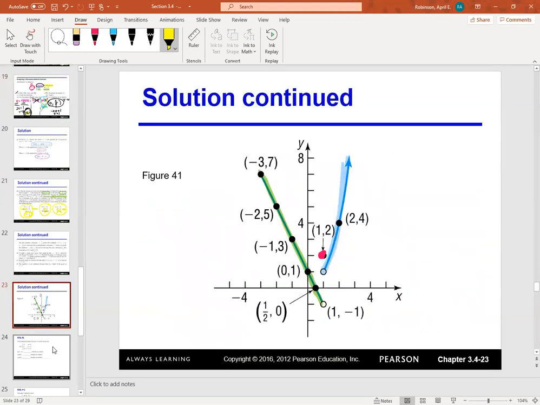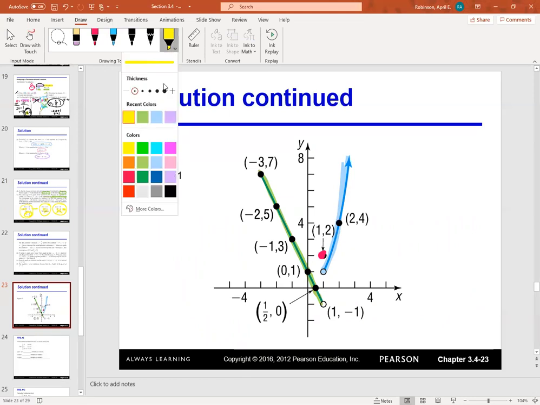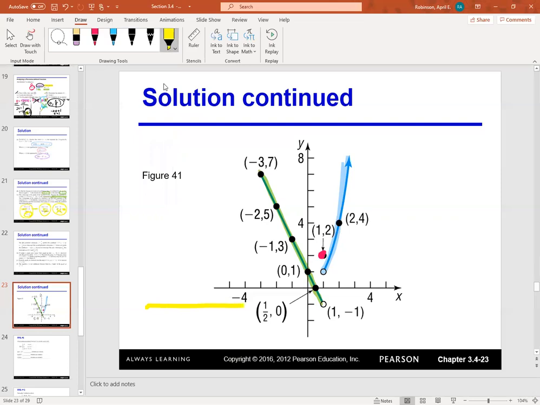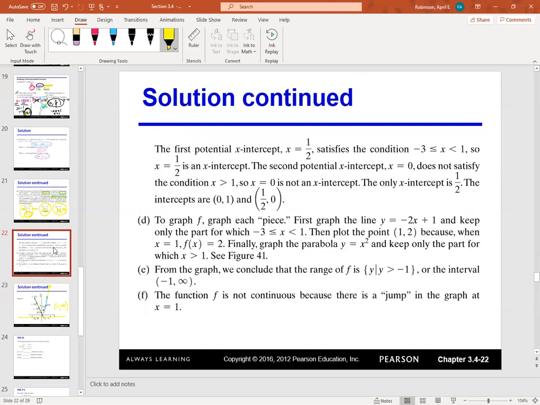Already talked about that. They wanted to know the range. Now the range goes from low point to high point. And when I'm looking at this, the lowest point on the graph is right here, but it doesn't include it because it's an open circle. So that's at -1. So I would need a -1, comma. And then the highest point is infinity. So my range should be -1 to infinity. That's part E, there it is, -1 to infinity.